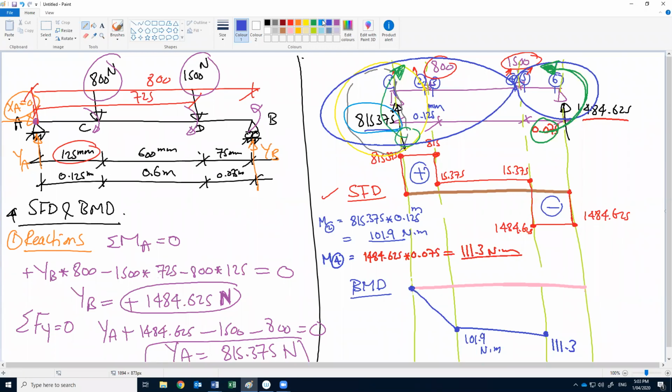The last one, the moment at 6. Is there any moment at 6? No. The moment at 6 should be 0 because it is the end of the beam, so no moment. How to connect between 5 and 6? Straight line. Okay. What is the moment sign here? Positive. Below the datum. Okay. Do you have any problem with this beam?